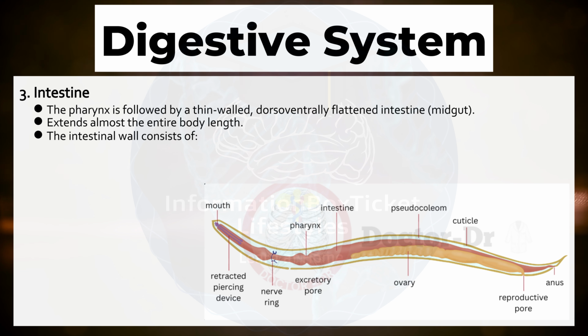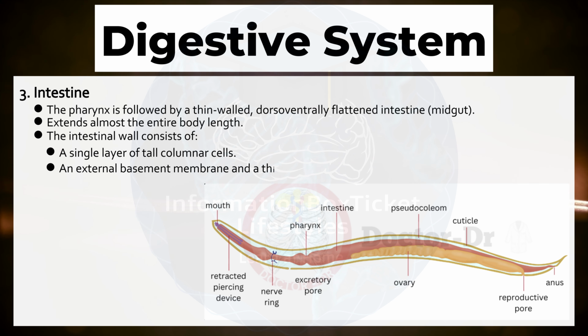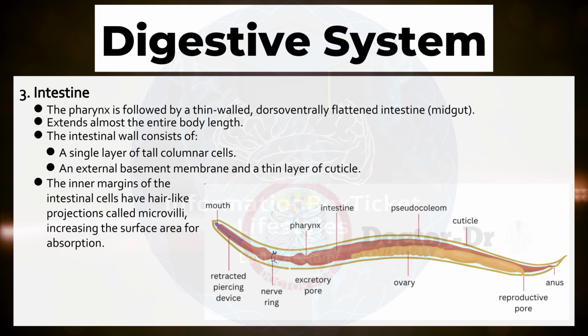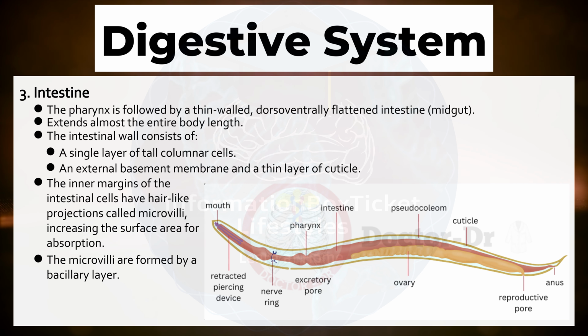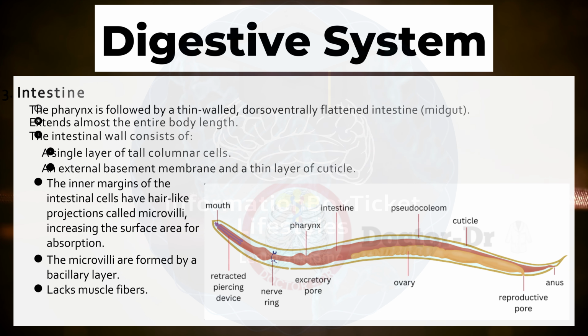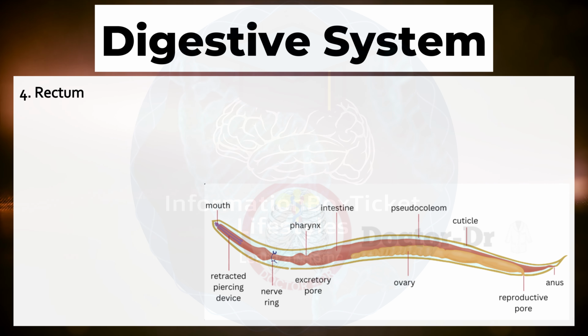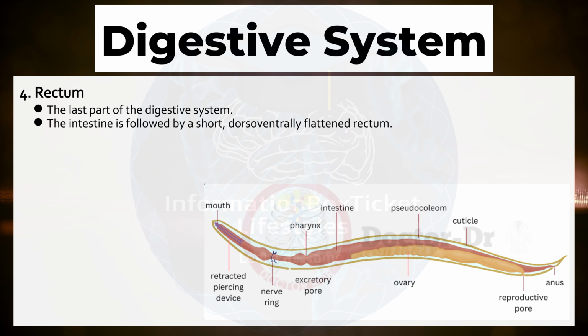The intestinal wall consists of a single layer of tall columnar cells, an external basement membrane, and a thin layer of cuticle. The inner margins of the intestinal cells have hair-like projections called microvilli, increasing the surface area for absorption. The microvilli are formed by a bacillary layer, with lax muscle fibers. Fourth, rectum, the last part of the digestive system. The intestine is followed by a short, dorsoventrally flattened rectum.